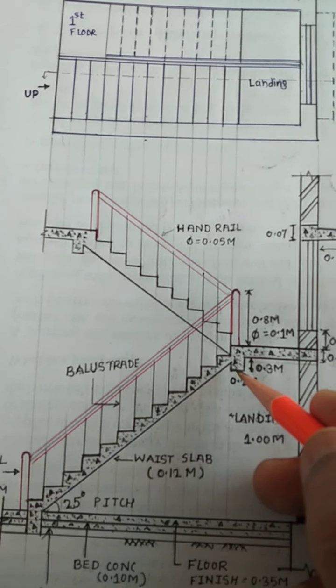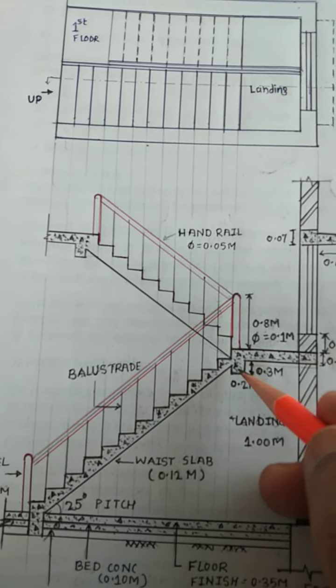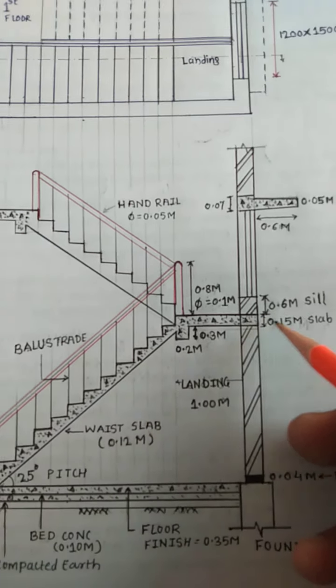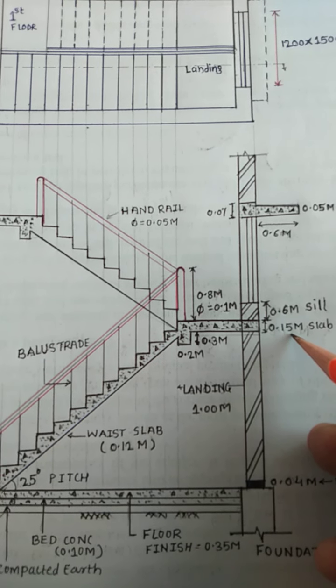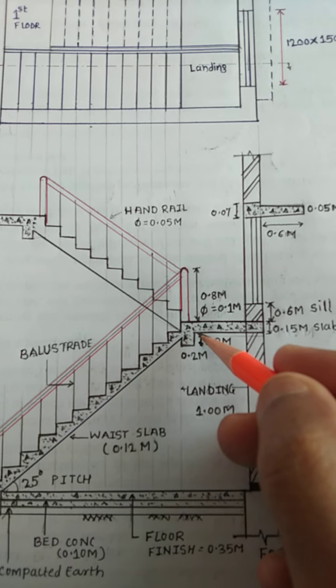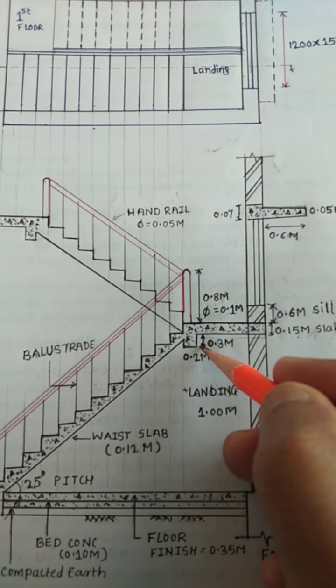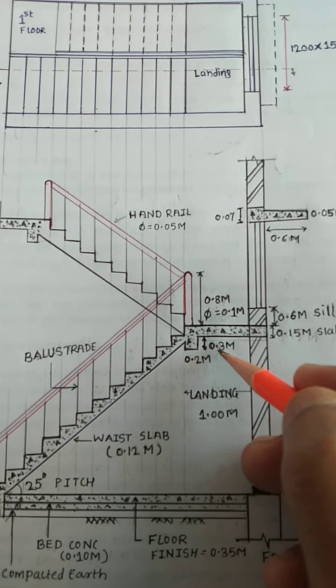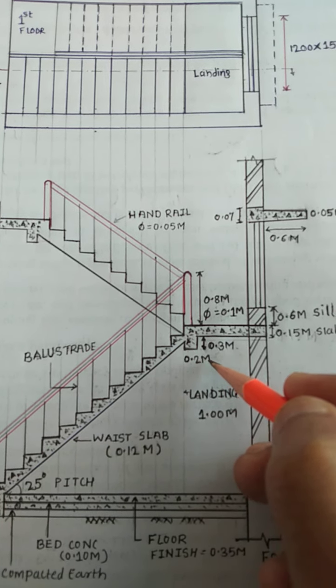Okay, then this is a slab or the landing passage. Okay, the slab thickness is considered as 0.15 meter. Okay, then this portion is the downward portion, it is of 0.3 meter, and this thickness is 0.2 meter.